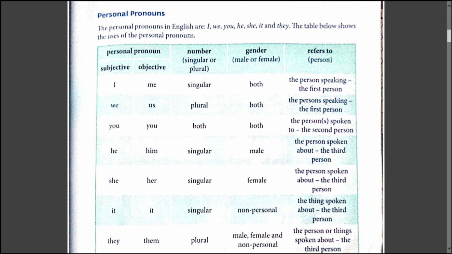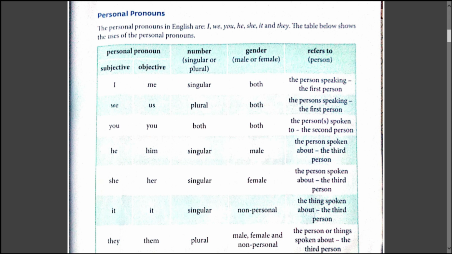whom? Person. Here, I will change into me. Then the number: here I is singular, so it will be singular. Gender: I can stand for both male and female, so both. The person speaking, that is the first person. Next, we have three persons: first person, second person, third person. So here it is first person. I is first person. Second person, what will come, students? You. And third person, he, she, it, they, and many.